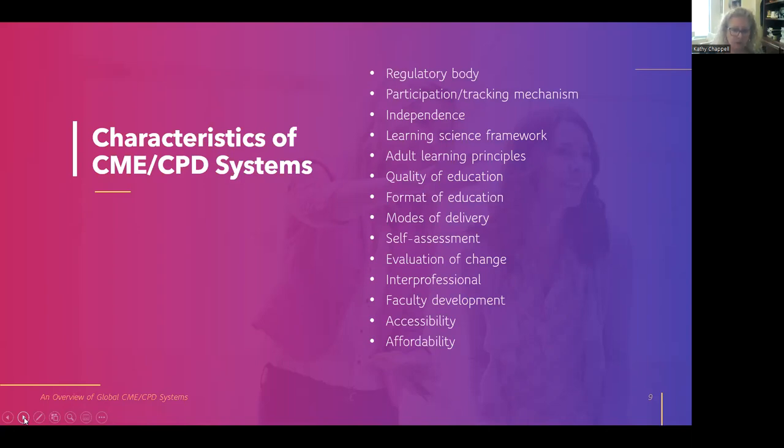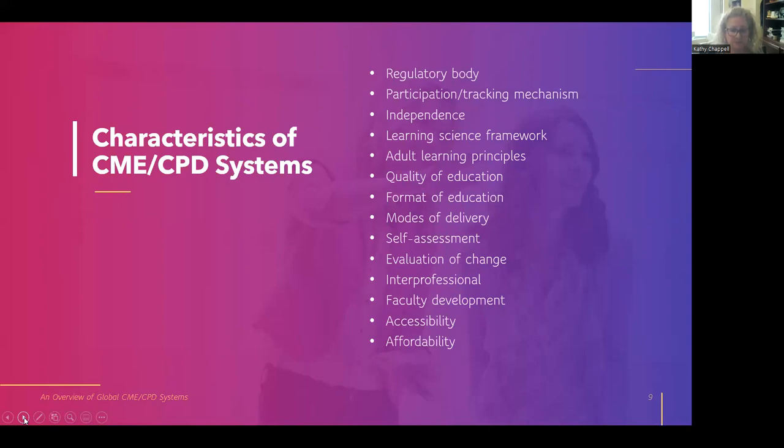Wanted to look at the overall quality of education. Do learners feel like education is of high quality, or do they feel like it's meeting their needs? We look at the format of education. Is most education provided in person at conferences, or as a result of the pandemic, a lot of education went digital, and people are engaging from their homes, from their offices in different ways than they had traditionally before.